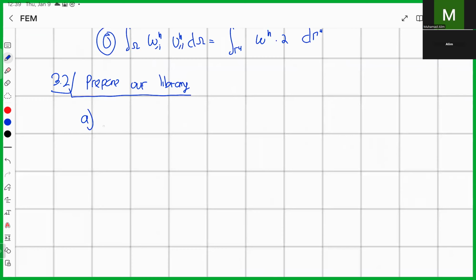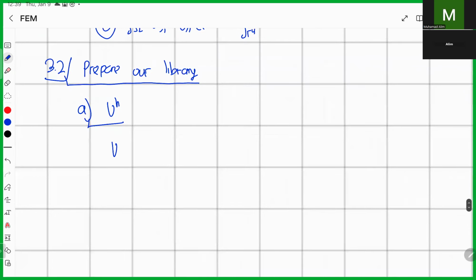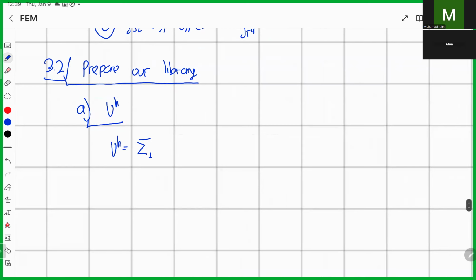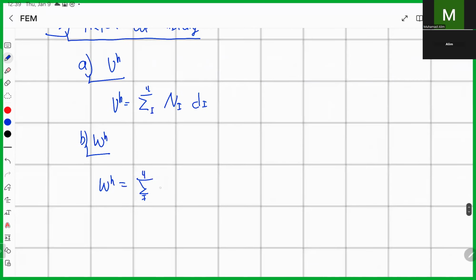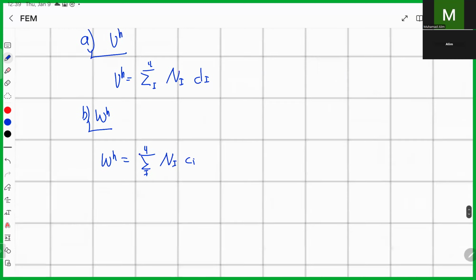So first you have the trial function u_h. Here you have the summation over the number of elements. So we have 4 elements here. This is N, which stands for the shape function, and then i for the nodal value. And then we also have w_h here, w_h equals to this, with c_i. Okay, so this is what we have.